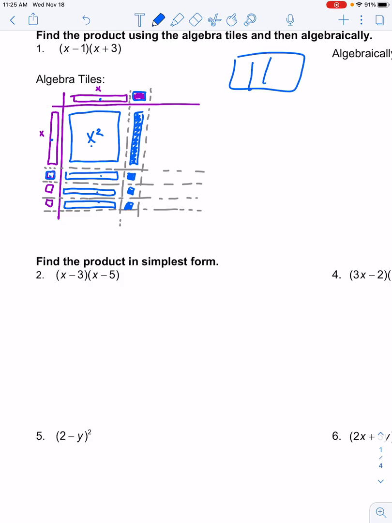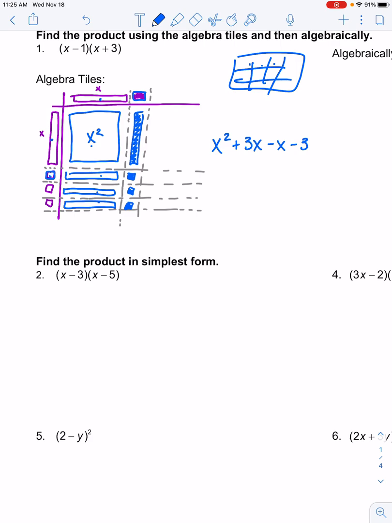Just like how when you did 4 times 5, you just counted up your boxes, we now need to count up the boxes we've created. So I've got an x squared. I've got quite a few x's here. I've got 3 positive x's on the bottom and this 1 negative x on the side. And I've got 3 little tiny boxes at the end.